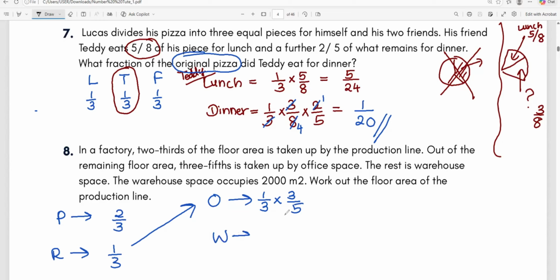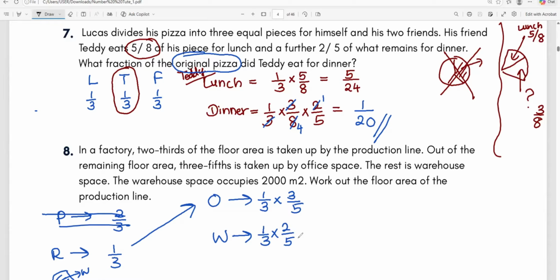For the warehouse, now it's the same as that pizza question. Now forget about this production line. The remaining floor area is 1/3. From this remaining floor area, 3/5 is taken for the office space. Divide this into 5 equal parts and take 3 parts for office. Then the remaining part, the shaded part, is for warehouse. 3/5 is for office. What is the remaining part? 2/5. The rest is warehouse space.